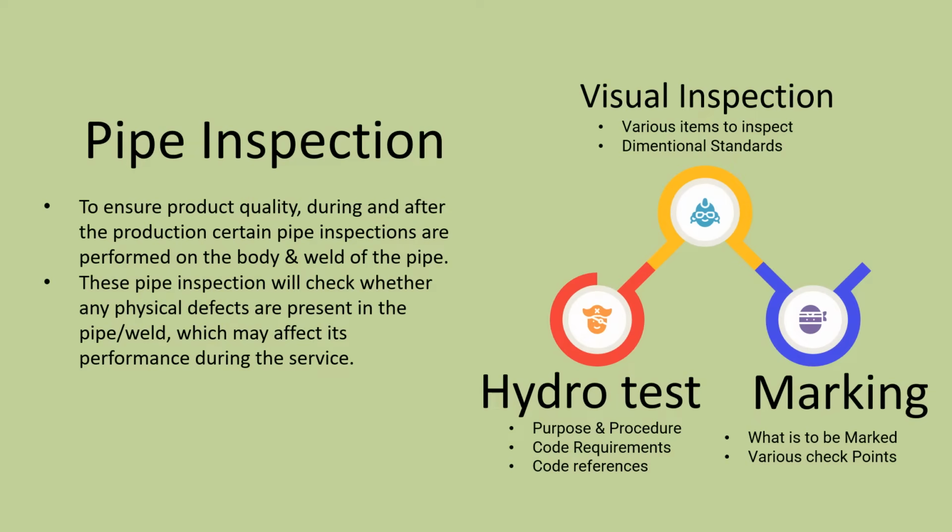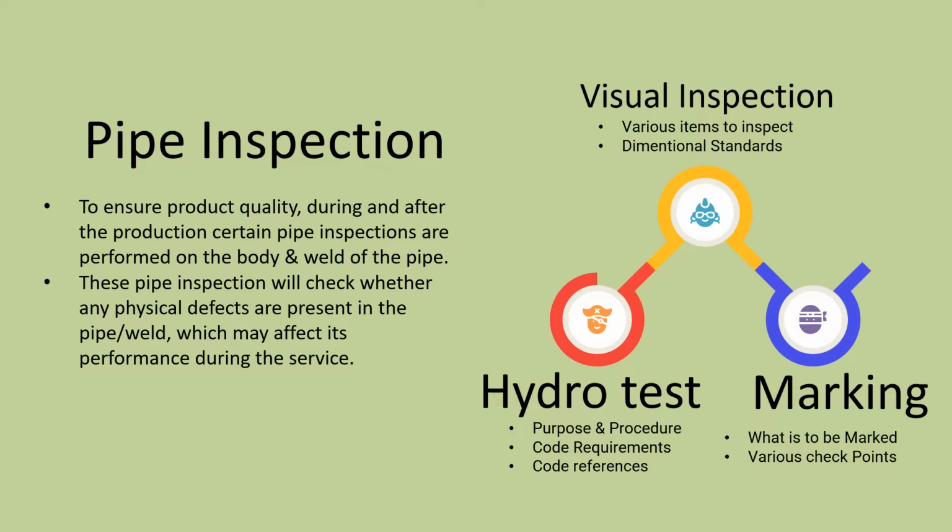Pipe inspection. To ensure the product quality during and after the production, certain pipe inspections are performed on the body and weld of the pipe. At the time of fabrication, there will be certain stages where we need to conduct the inspection at various stages, during and after the production. So that time this pipe inspection comes into the picture.